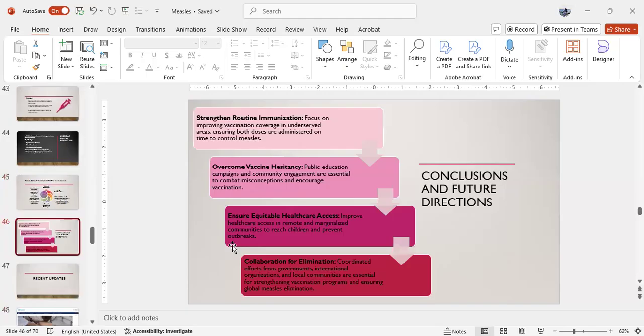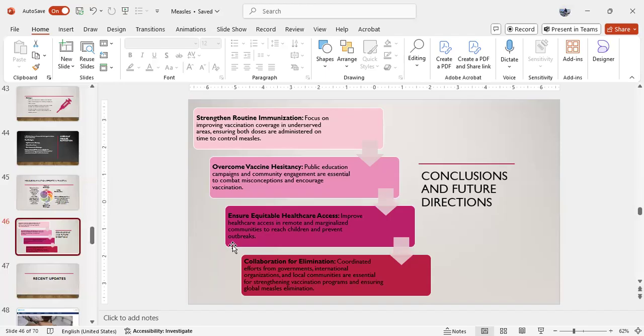Conclusions and future direction. Strengthen routine immunization, which focuses on improving vaccination coverage in underserved areas, ensuring both doses are administered on time to control measles. Overcome vaccine hesitancy. Public education campaigns and community engagement are essential to combat misconceptions and encourage vaccination. Ensure equitable healthcare access. Improve healthcare access in remote and marginalized communities to reach children and prevent outbreaks.